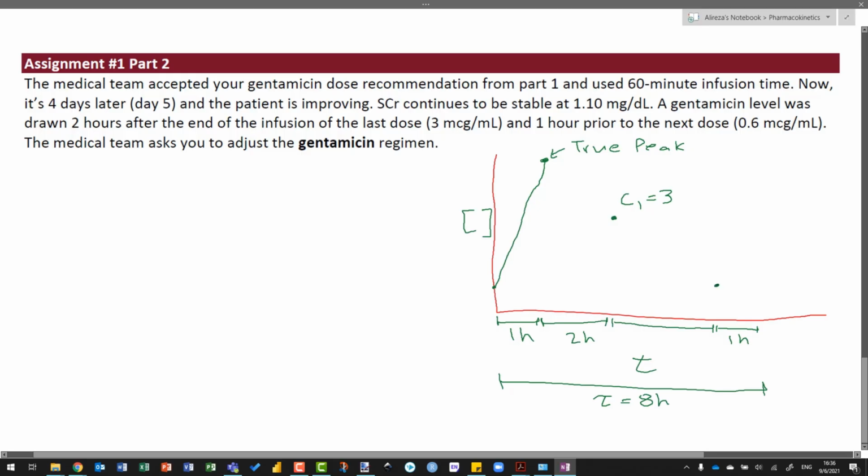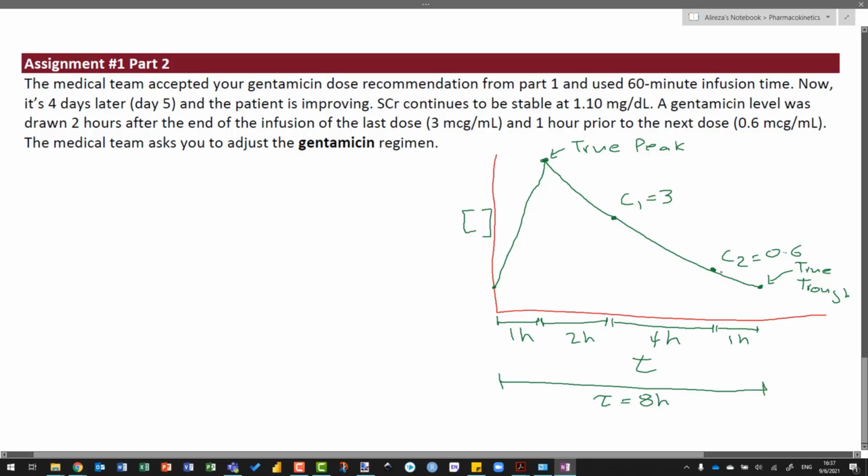And 1 hour before the next dose, we basically got a level. So when it's time for the next dose, which is at the end of your tau, this is your true trough. And 1 hour before that, we got a level, which we'll call concentration 2, which was 0.6. Now, it basically went down from here to here, and then it's time for the next dose here. If you just look at this, you can calculate how much time is here. So basically 8 minus 1 minus 2 minus 1 is 4 hours between C1 and C2.